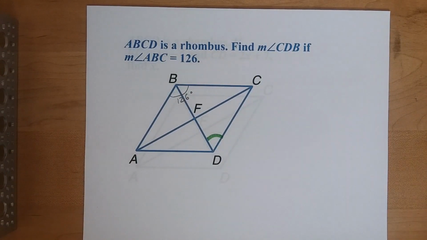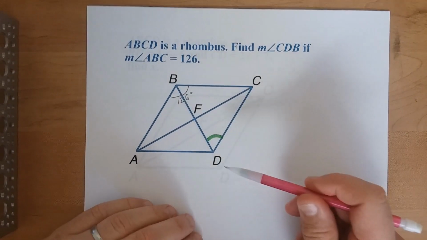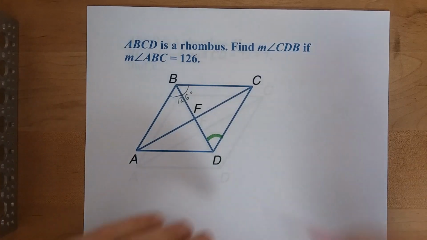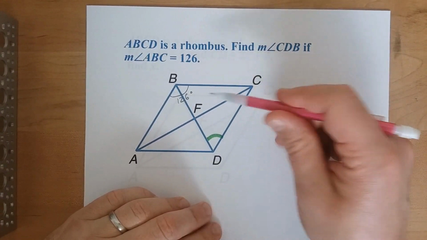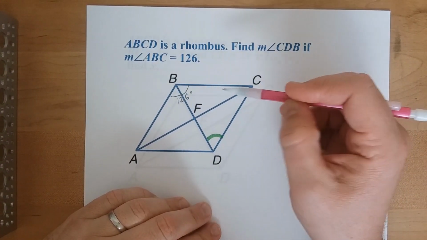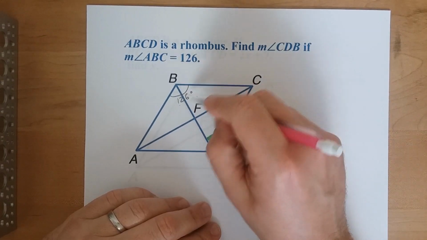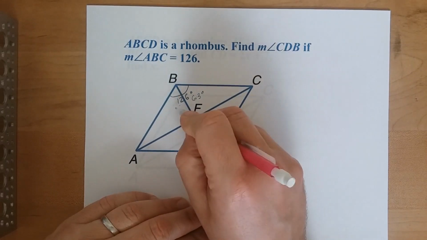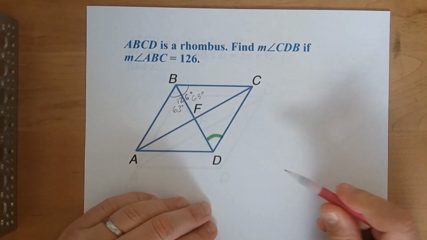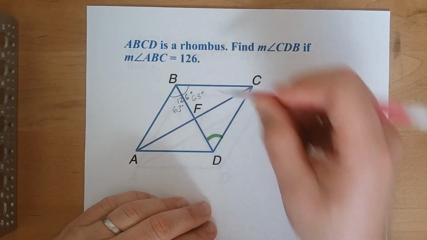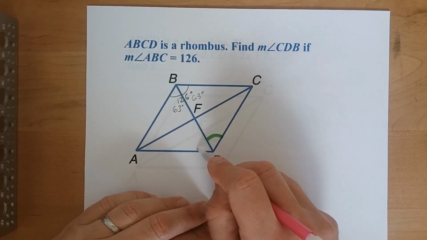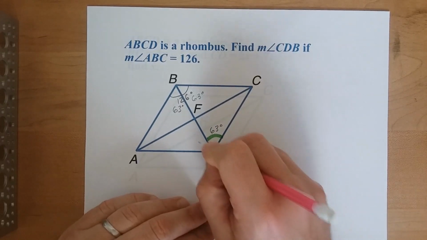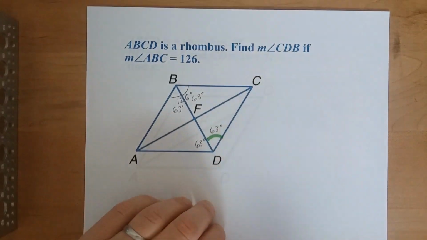Okay. Well, if this is a rhombus, what do we know about the diagonals? They bisect these opposite angles. So if this angle is 126 degrees, then each of these two angles must be half of that, 63 degrees. And since the opposite angles are congruent, this is also 126, and these are bisected as well. So each of these angles has to be 63 degrees.